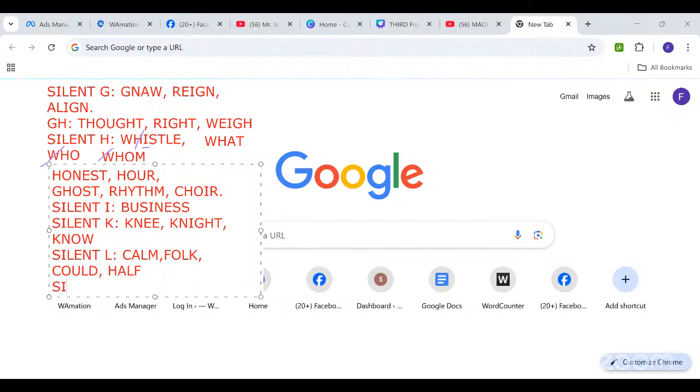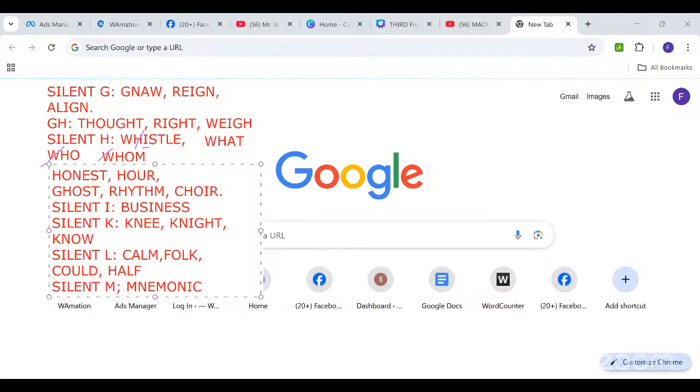And lastly for today, we have silent M. Letter M is sometimes silent when we have N after it, as in the word mnemonic. We say that the letter M is silent, the first letter M, mnemonic.